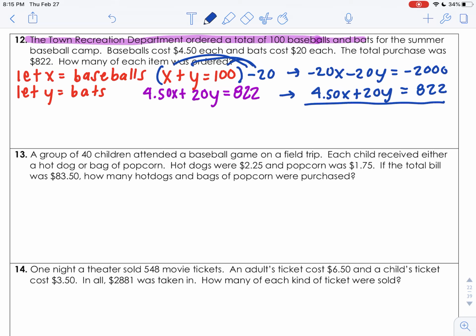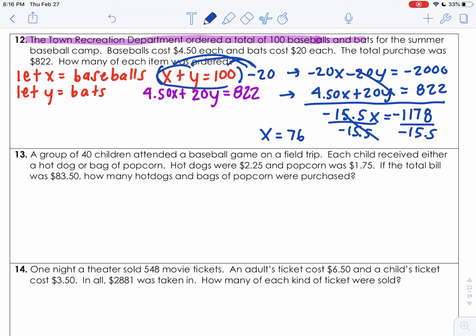Okay, so we know that the y's are going to cancel, so that's a good thing right here. This is going to be -15.5x equals 1,178. And that's also negative. Okay, so then we're going to divide each side by -15.5. And x is going to equal 76.